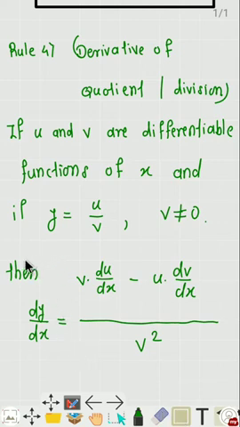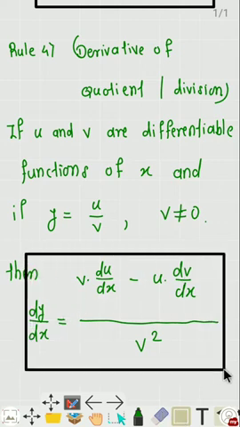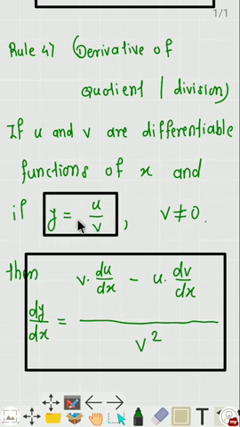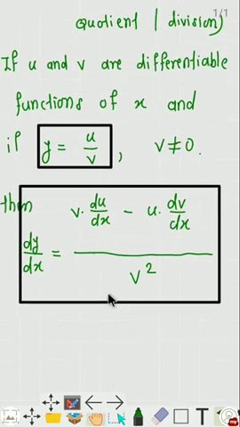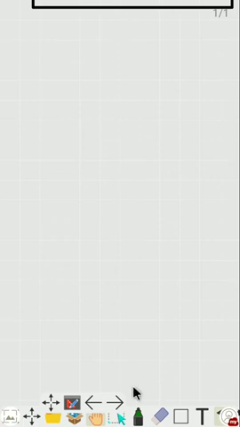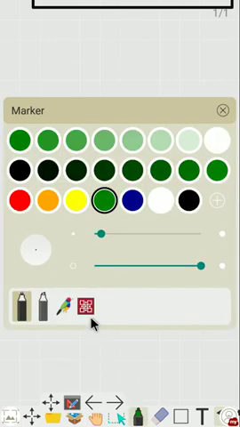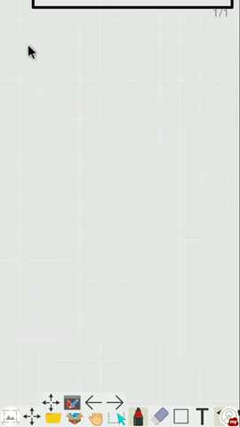Let me underline this. If my function y is equal to u upon v, where v is not equal to 0, then the derivative of y with respect to x is v into du by dx minus u into dv by dx, divided by v square. So these are the 4 rules of derivative, and based on these 4 rules we try to find the derivative of some complicated functions. Our next point is finding the derivative of functions.